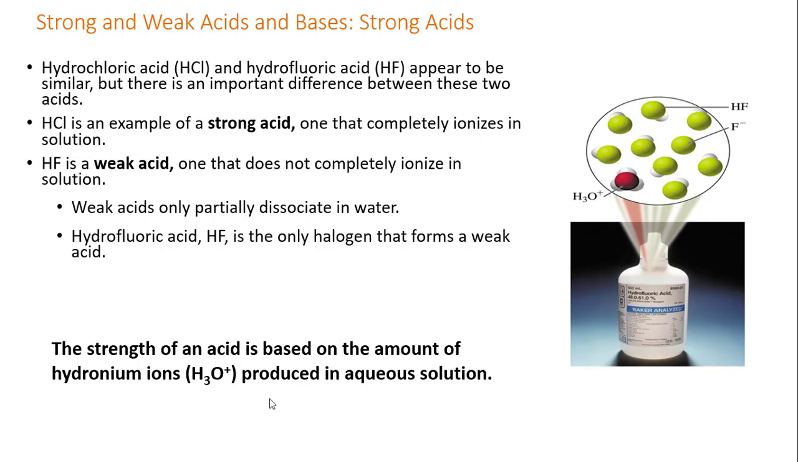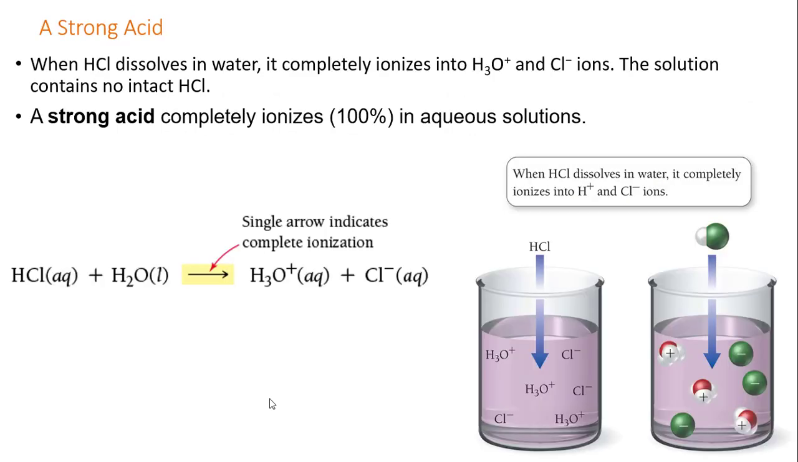And the strength of an acid is based on the amount of hydronium ions produced in aqueous solution. So strong acids, the 6 that we consider strong, completely ionize. They completely separate. Anything that's not those 6 is considered a weak acid, and all the weak acids are different strengths within themselves. Some are stronger weak acids, some are weaker weak acids. But it's all based on the amount of hydronium ions produced in aqueous solution.